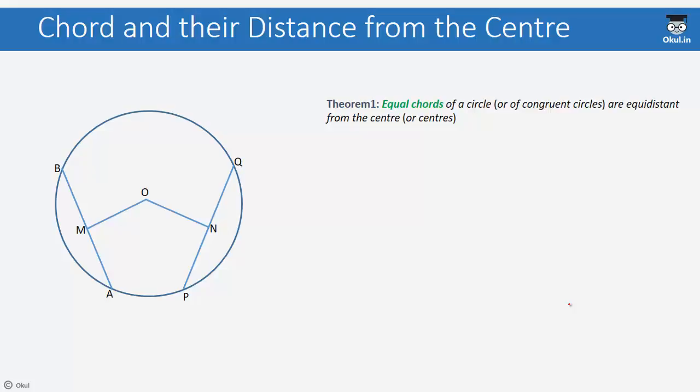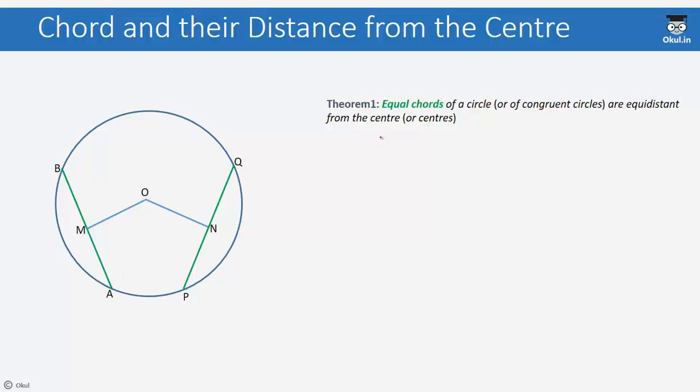So theorem 1 states that equal chords of a circle or of congruent circles are equidistant from the center. In order to understand this theorem, let us look at the given figure. We have the circle with O as the center, and two equal chords, PQ and AB. These green chords are of equal length, and according to the theorem, the distances from the center, OM and ON, are equal.